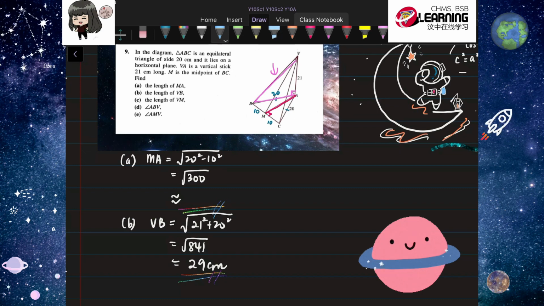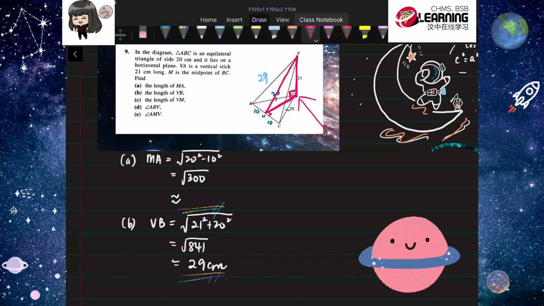Okay, so here is 29 centimeter. And next question, the length of VM. Where is VM? VM is this. Look at this. This is also a 90 degree. Okay, view from here is 90 degree. So we are finding this length of the VM, and we know this length already.